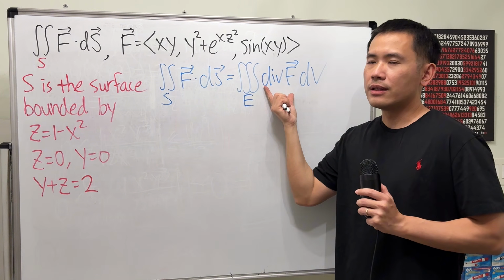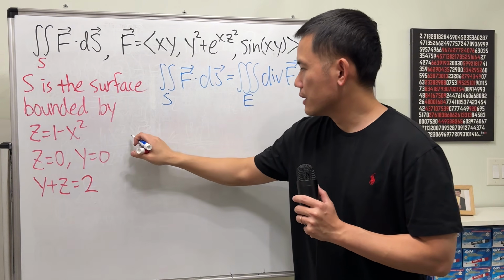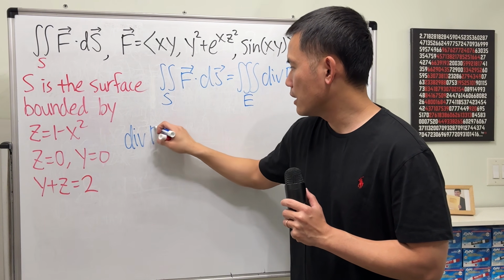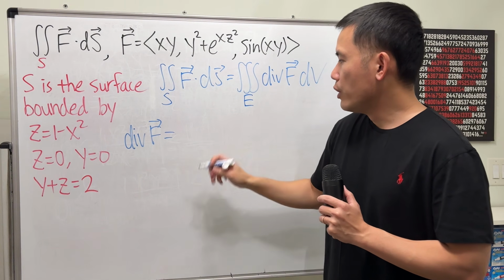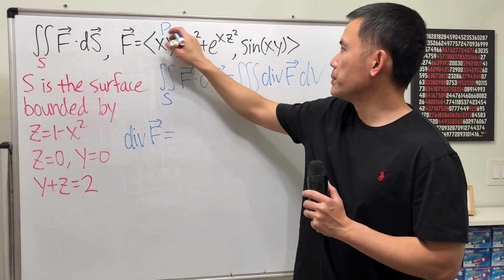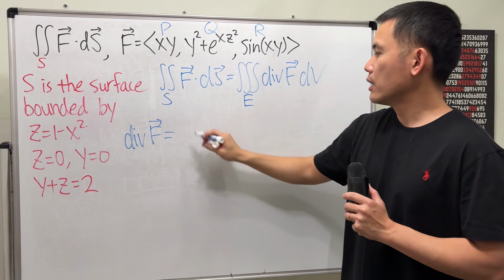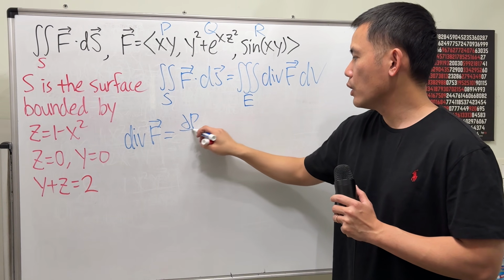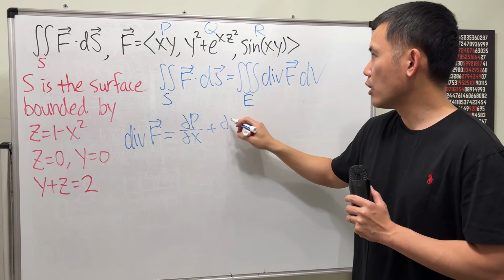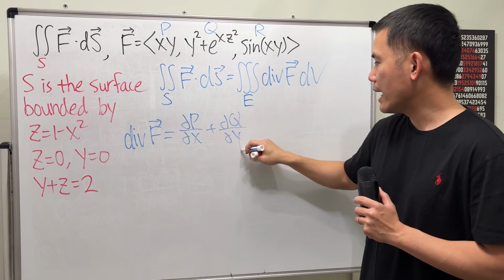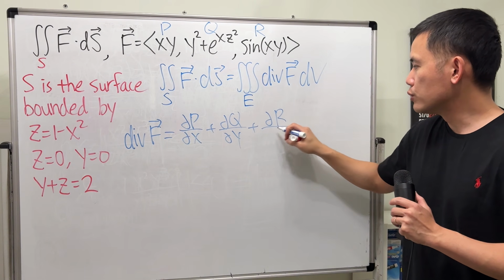Let's take a look at the divergence right here first. So the divergence of our vector field, remember all we have to do is, this is P, Q, R. We do the partial of P with respect to x, and then partial of Q with respect to y, and partial of R with respect to z.